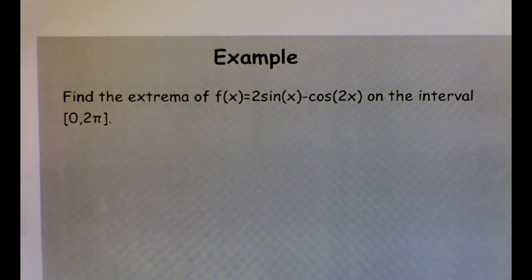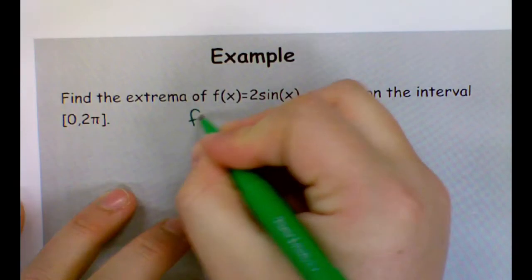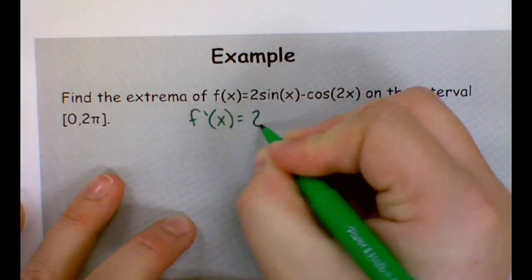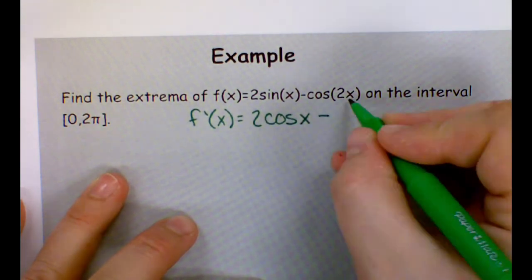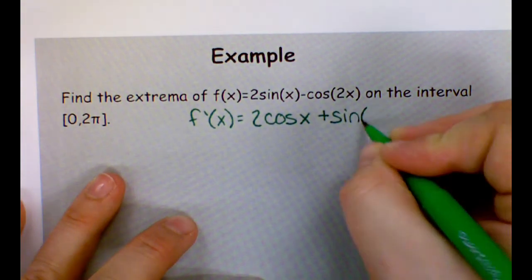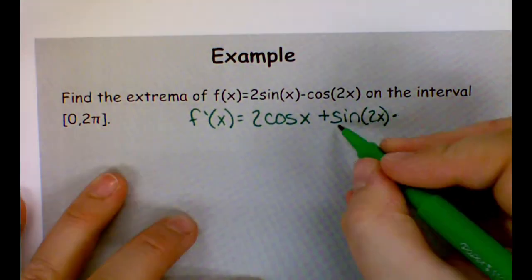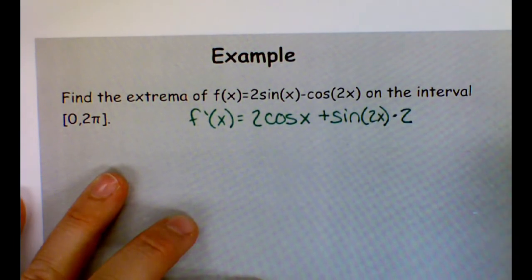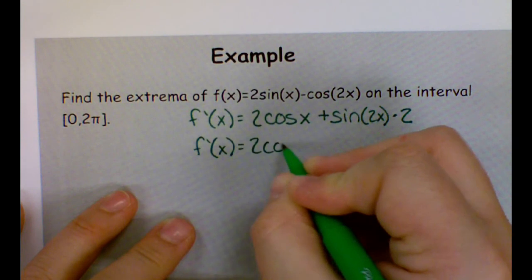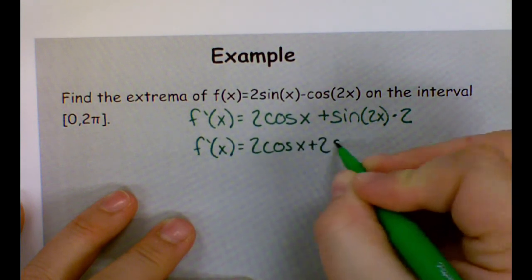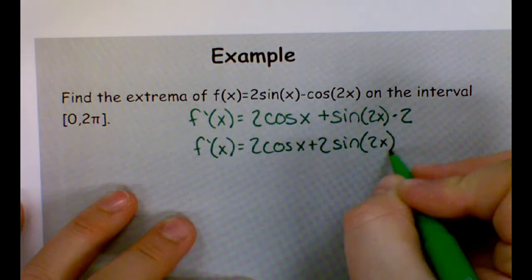Now, a trig function. Find the extrema of 2 sine of x minus cosine of 2x. We start off the same way that we've started all of them. We take the derivative. So f prime of x equals 2 cosine of x minus, derivative of cosine is negative sine of 2x. But remember, we need the derivative of the inside here, which is 2. So really my derivative is 2 cosine of x plus 2 sine of 2x.